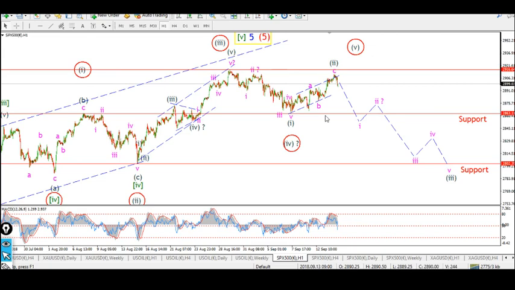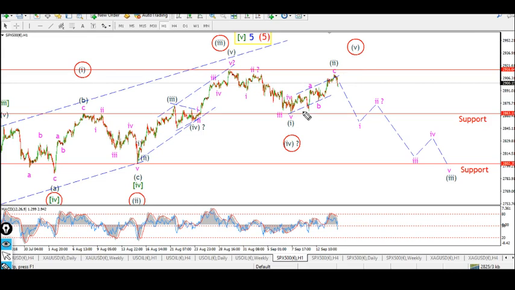The alternate count is a little less viable, I think, right now. The only other way of looking at it is this alternate count here, an ending diagonal within the larger degree wave 5. So 1, 2, 3, 4, 5, where the wave 1 high and wave 4 low overlap. If the ending diagonal is in fact the case for wave 5 green, well then you would expect a break of that 29.16 high again, and so a completion of that ending diagonal.